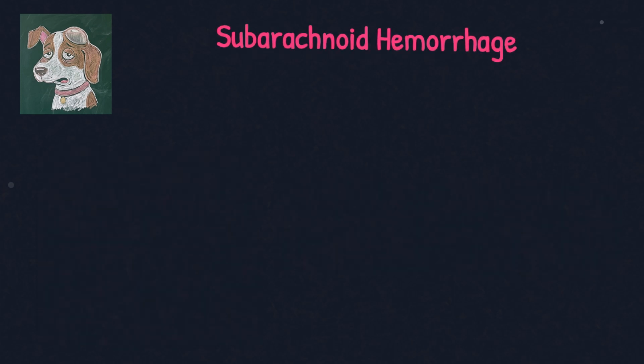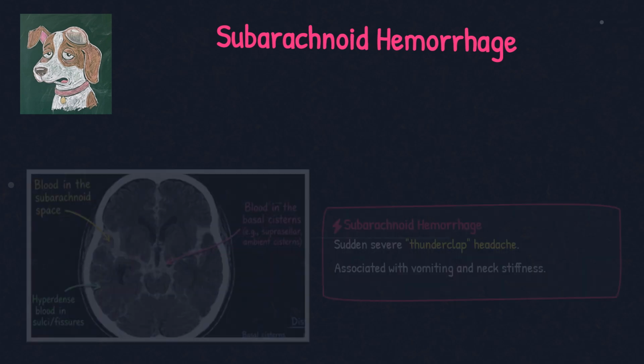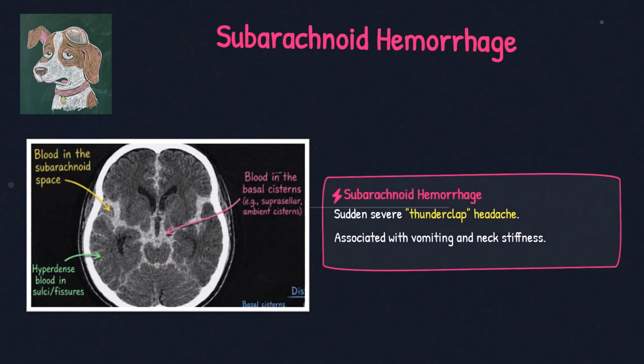Next is the subarachnoid hemorrhage. This is the classic thunderclap headache. The patient often describes it as the worst headache of my life, and common findings include neck stiffness, vomiting, and sudden severe headache. It's frequently caused by a rupture of a berry aneurysm. Whenever you see a thunderclap headache, think subarachnoid hemorrhage first.